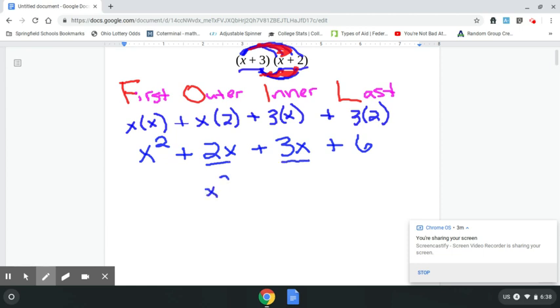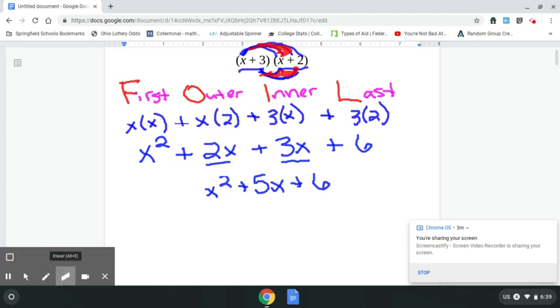So x squared drops down. 2x plus 3x is 5x. And 6 does not have a like term. So my final answer, x plus 3 times x plus 2, the final form is x squared plus 5x plus 6. Okay, so that's kind of the older version of things.